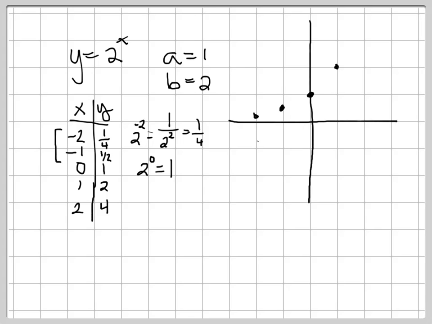Over to 2, 1, 2, 3. We'll just say it's pretty close. That's not exactly 4, but you get the idea of what the graph looks like. So we draw in the curve. You've got it here and here.